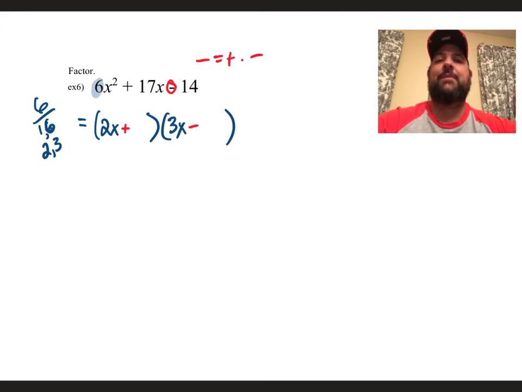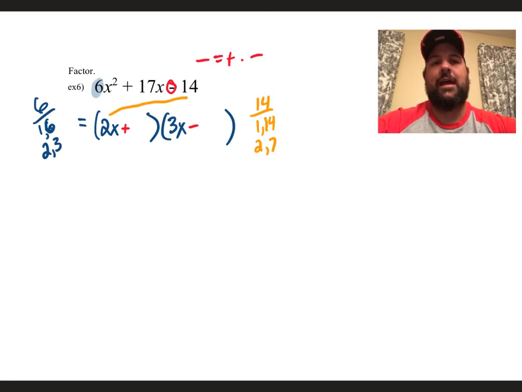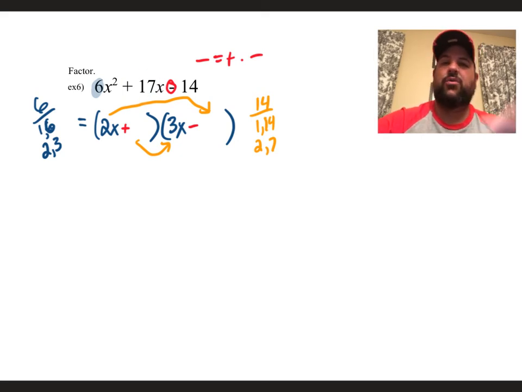Then I'm going to look at my last multiplication. The last multiplication has to give me 14. That must mean that I use factors of either 1 and 14 or 2 and 7. And again, keep in mind, our outside plus our inside multiplications should add up in this case to positive 17. So at this point, it's really a choice as far as which ones you want to try, but you want to be smart about it too. I want to end up with 17.